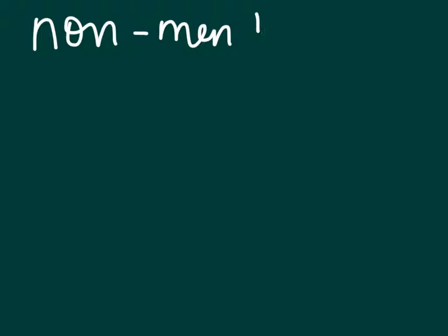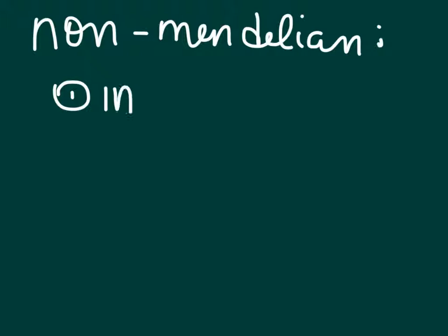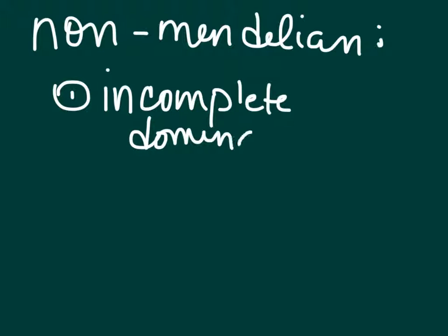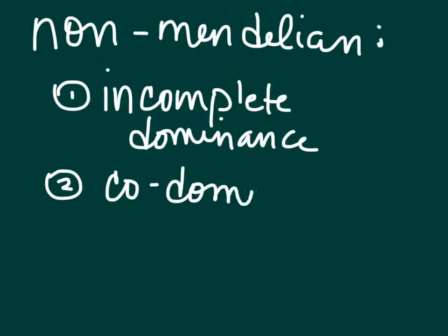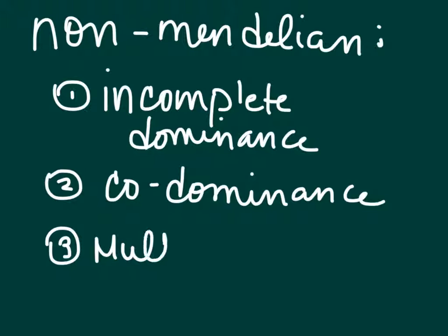Another common form of non-Mendelian inheritance: there are two kinds. One that we call incomplete dominance. One that we call codominance. And one that we call multiple alleles.